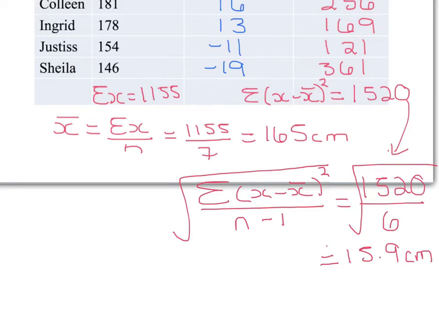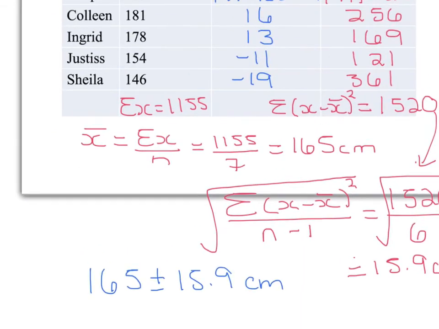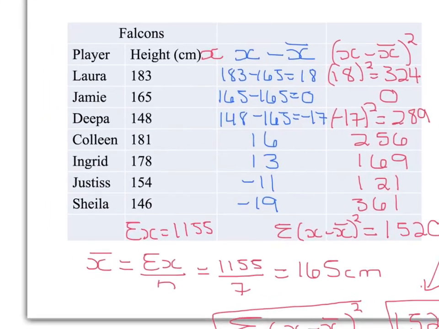Okay, so what this means in general is that the average height of the girls can be described as 165 centimeters, but basically plus or minus this standard deviation. It kind of gives you an average range of the girls' heights.